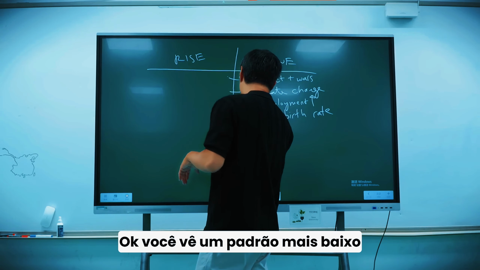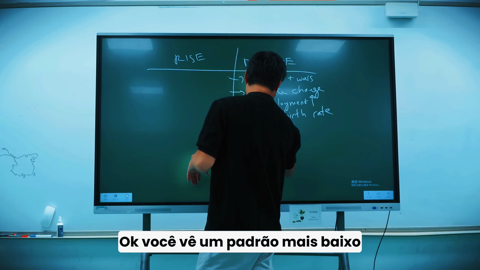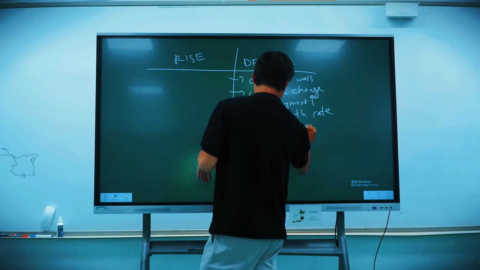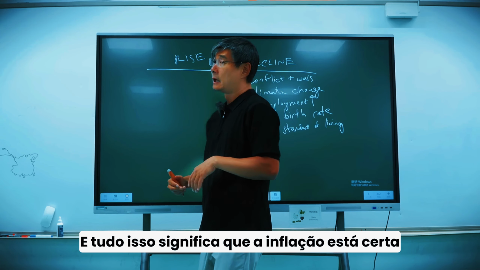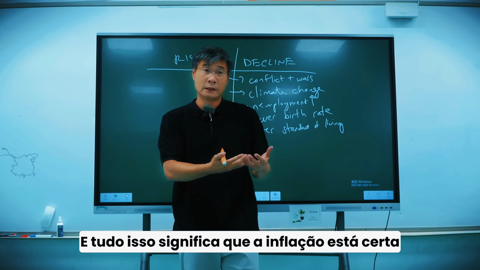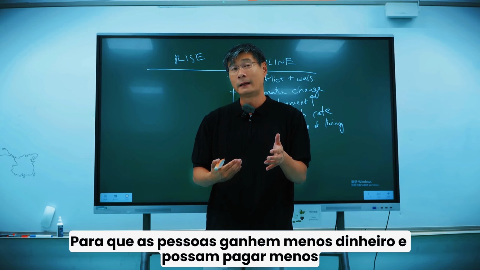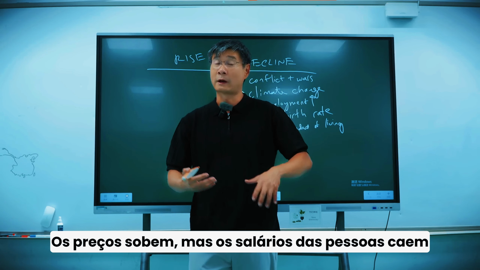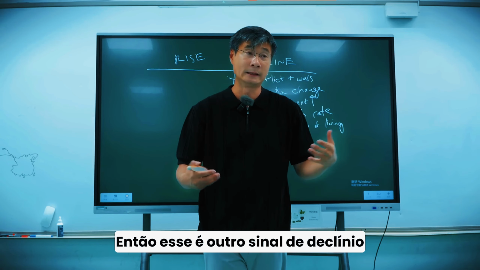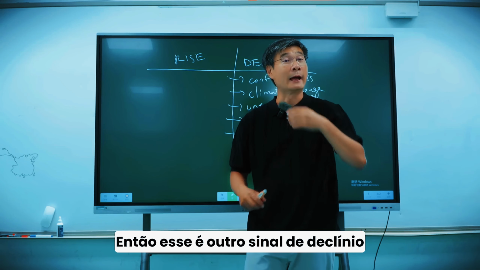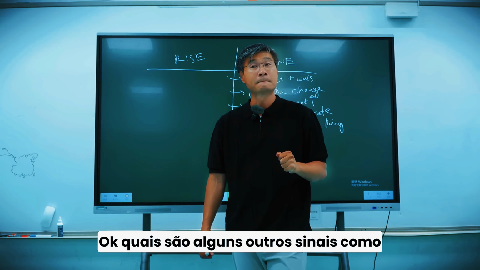You see a lower standard of living. All this means is inflation. People make less money and they can afford less. Prices go up, but people's wages go down. So that's another sign of decline. What are some other signs?